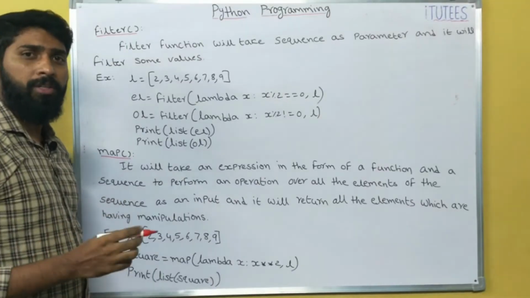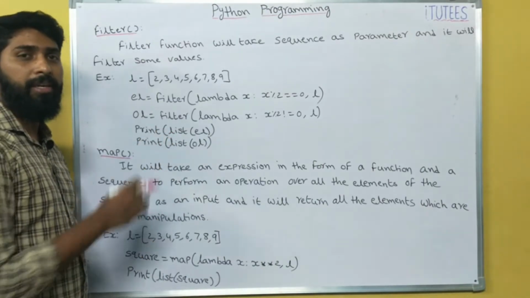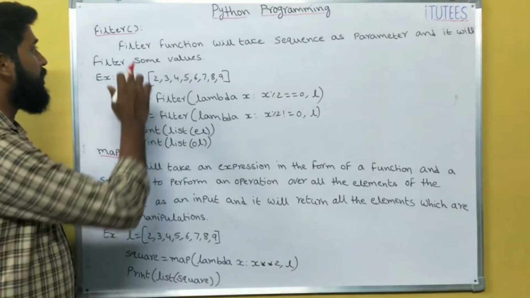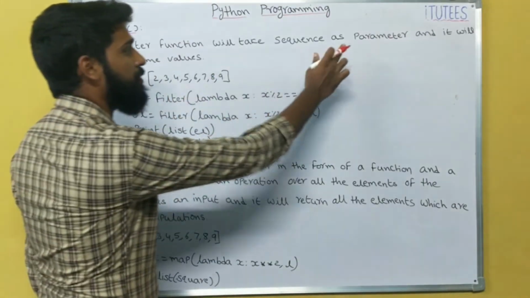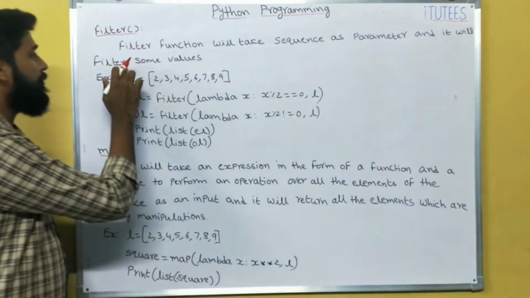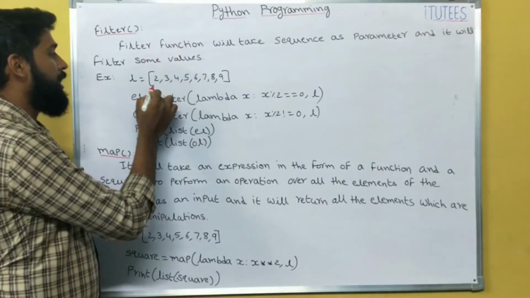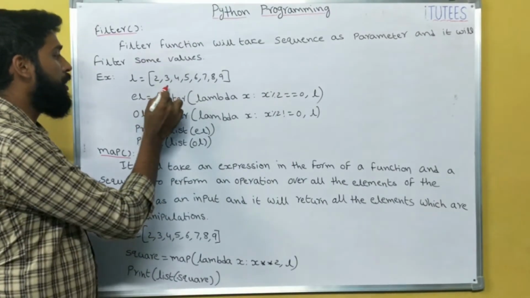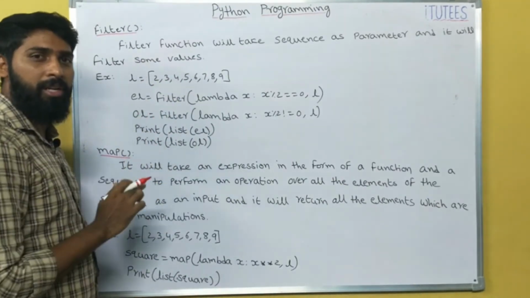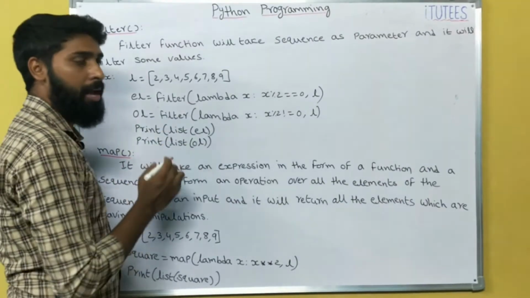So now we are going to see different functions. We can use the lambda function in these functions. The first one is the filter function. The filter function will take a sequence as a parameter and it will filter some values. So for example, this is the list. L equals 2, 3, 4, 5, 6, 7, 8, 9. Now I am going to store all the even numbers in one list, odd numbers in another list. For this I am writing one lambda function.